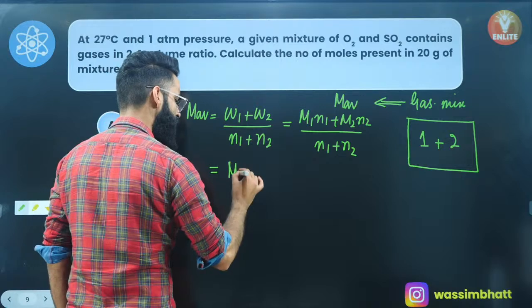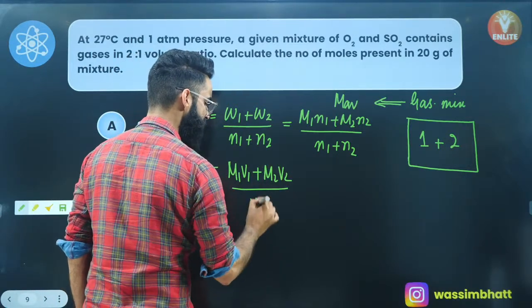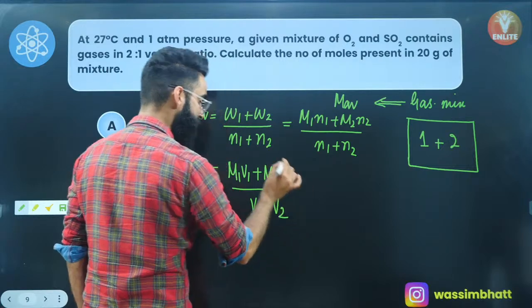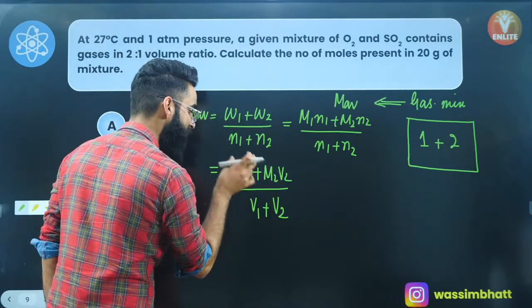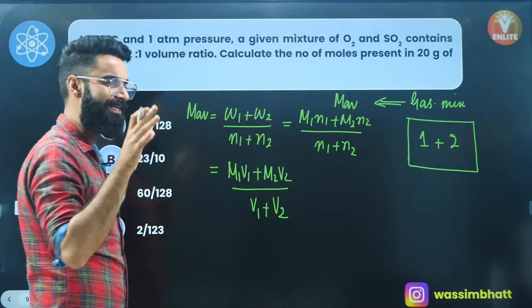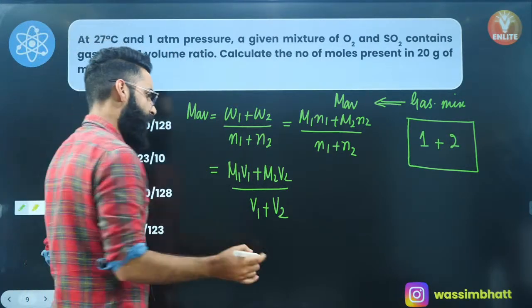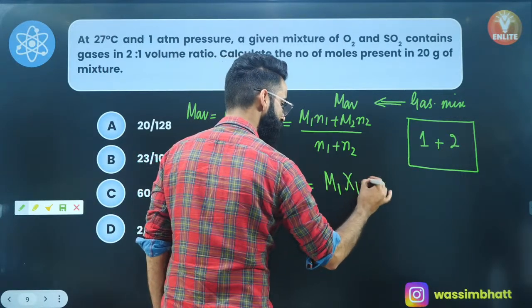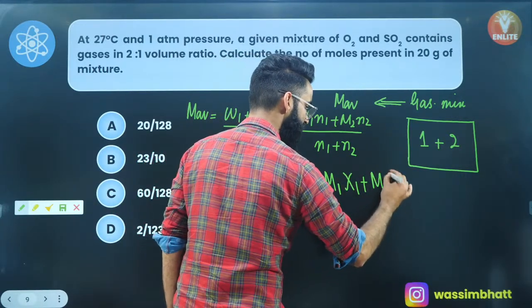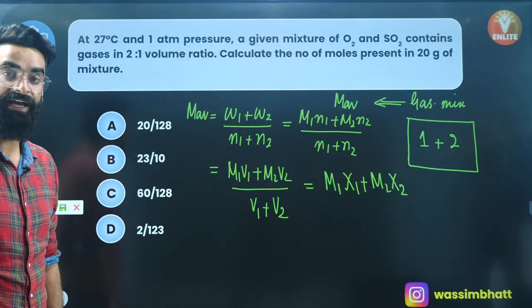Now people, there is one more result which I would want you guys to remember. That's going to be (M1 multiplied by V1 + M2 multiplied by V2) divided by (V1 + V2). This result to calculate the average molar mass of the gaseous mixture is only valid when the pressure and temperature of the gaseous mixture are kept fixed, kept constant, right? One more result I would want you to know: M1 multiplied by Chi1 + M2 multiplied by Chi2. This is one more result by means of which you can calculate the average molar mass of the gaseous mixture.